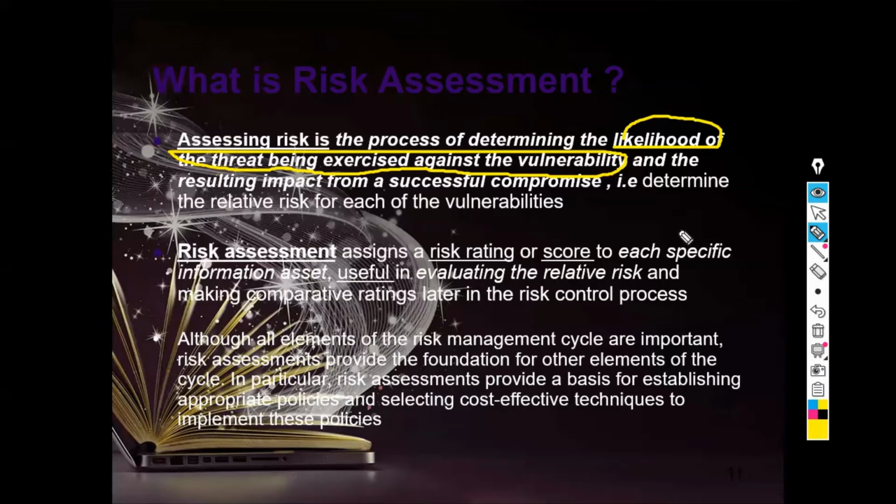This is called the likelihood. Another thing to find out is the impact. What is the impact? Impact is what results from a successful compromise. When a successful compromise happens, what would be the result? What would be the impact on the system? This total thing is called risk, and this is the process of assessing the risk.